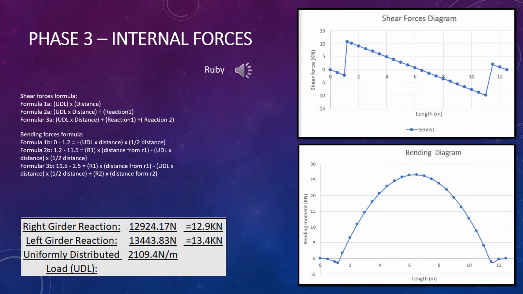For the sake of phase 3, we rounded the reaction forces and UDLs so that they would align accurately, by 1000 newtons per meter and the girder reactions by 10 kilonewtons, so that when using rounded answers during phase 3, all numbers are as accurate as possible.